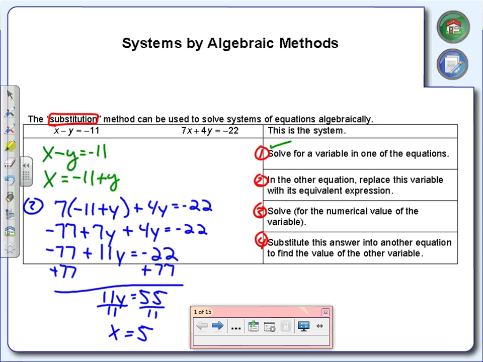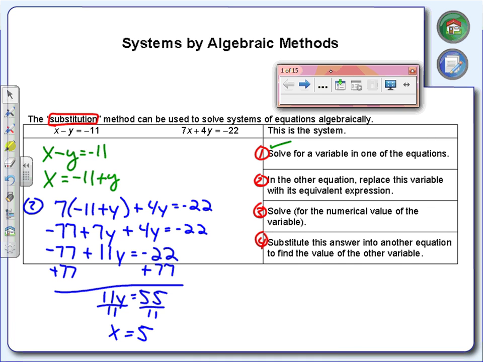Bad news is we're only halfway done. All we've found so far is one value. We still need to figure out what the other value is in this system here. So how are we going to do that? Well, if you look at step number 4 here, 4 says substitute the answer, which is 5 in our case, into another equation to find the value of the other variable.